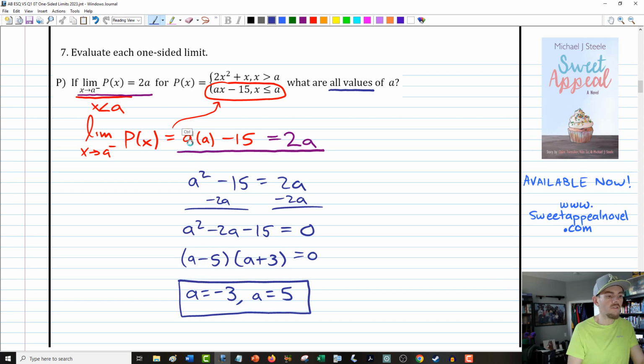I would invite you, if you're at all skeptical here or just interested in a little bit of an extra challenge, to take both those values, plug them into the function up top, and verify that the limit as x approaches a from the left side of p of x does in fact equal 2 times a. So if a was negative 3, that limit would have to equal negative 6. If the a value was 5, that limit would be equal to 10. So just some interesting information to put out there.